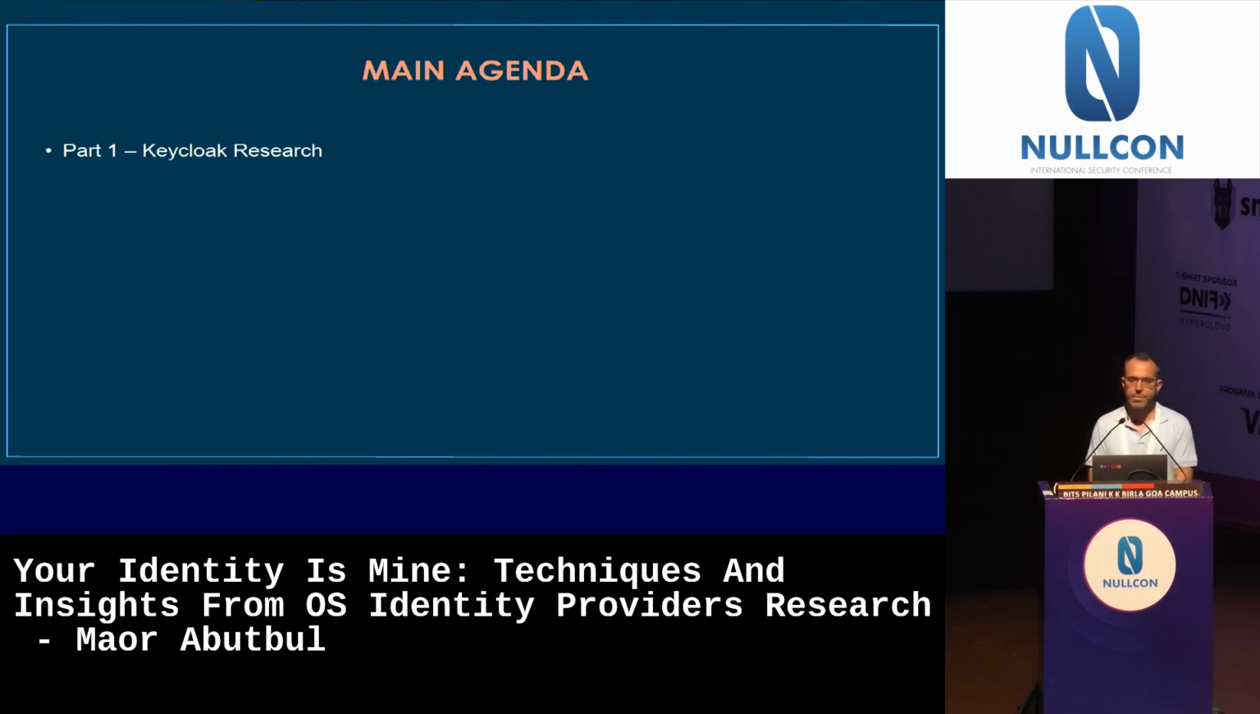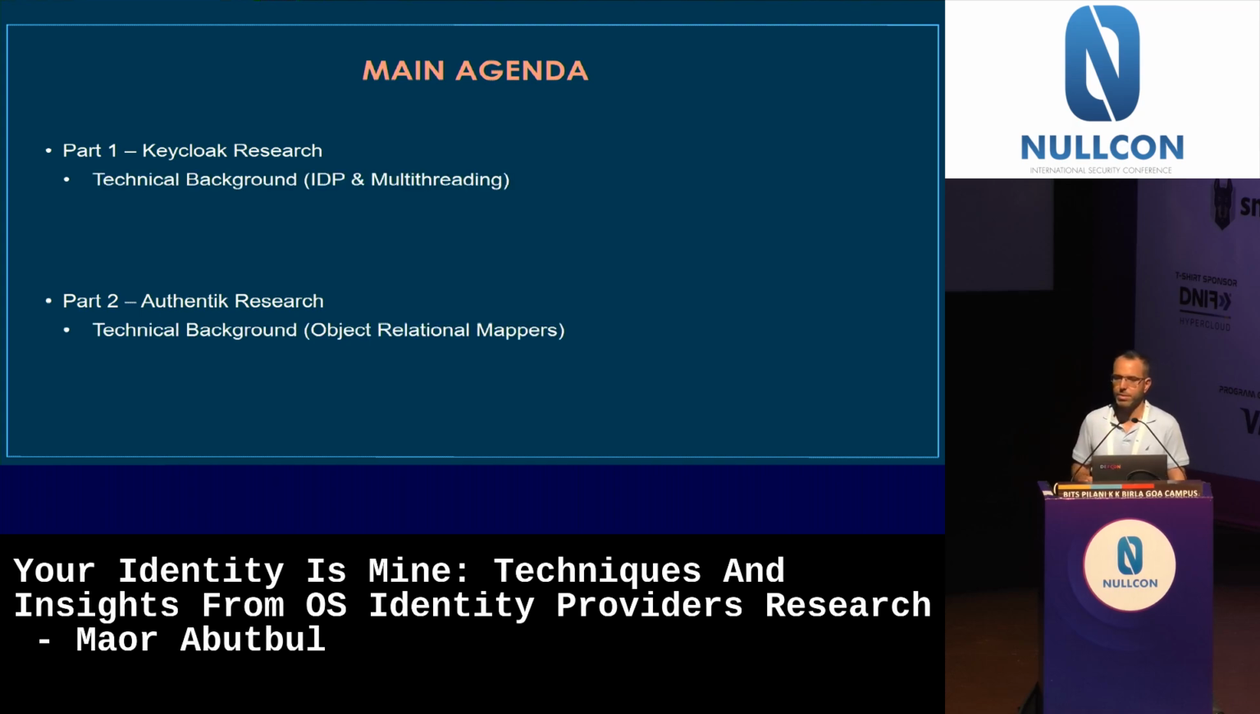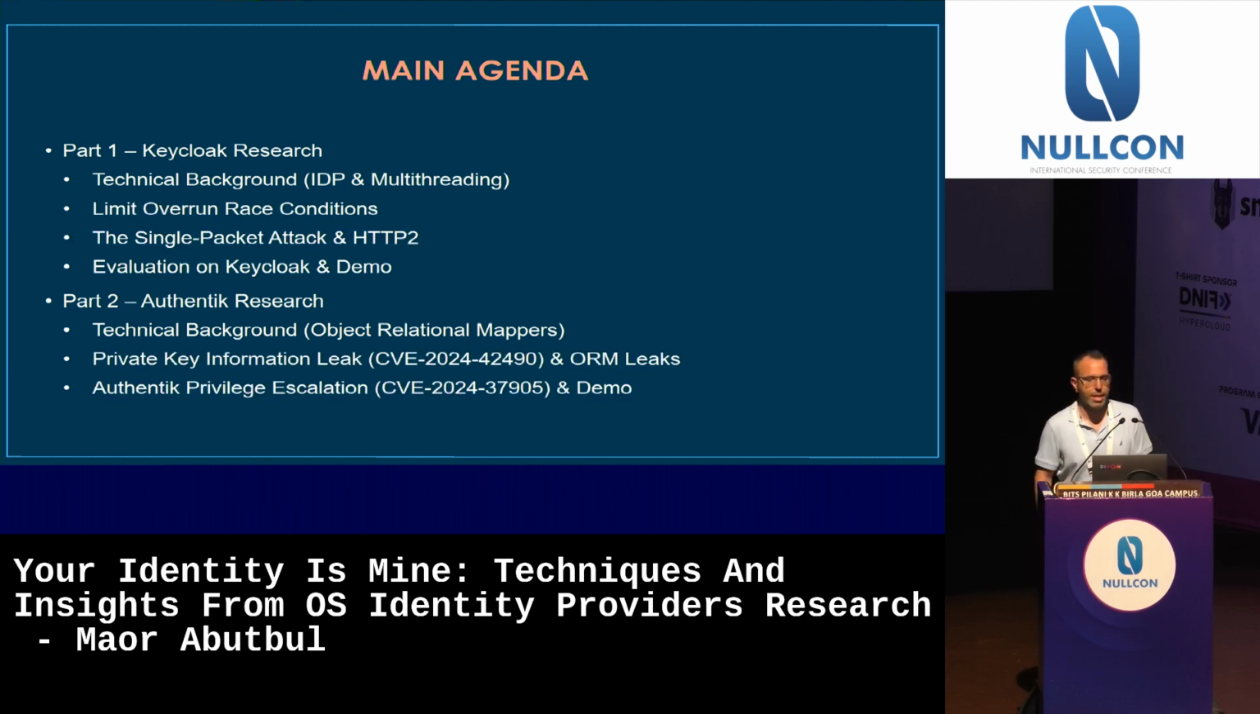Our main agenda today: I will cover 2 open source identity provider research projects we did, Keycloak and Authentik. Each part will start with a technical background to set a common ground for everyone, and then a dive into a technique or a vulnerability. I will also share short demos exploiting the vulnerabilities we found.